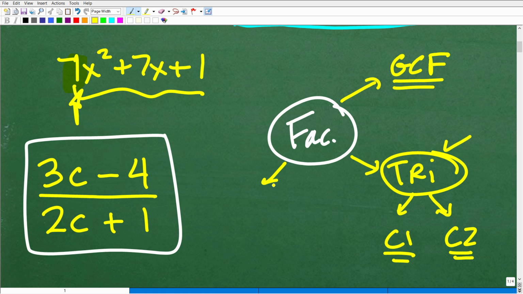Then the next thing is you're going to have to know all your special factoring rules, things like the difference of squares, on and on and on. There's a lot of different special factoring rules. Got to know that stuff.